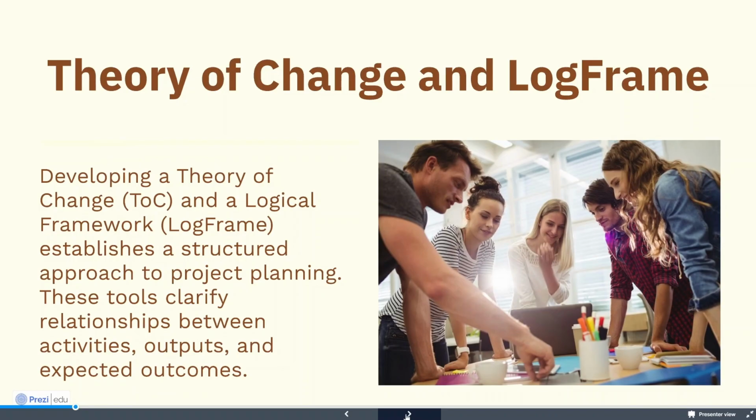The theory of change and logical frameworks are some of the key frameworks a MEAL officer needs to set up for effective project monitoring and structuring. Developing a theory of change and a logical framework establishes a structured approach to project planning. These tools clarify relationships between activities, outputs, and expected outcomes.